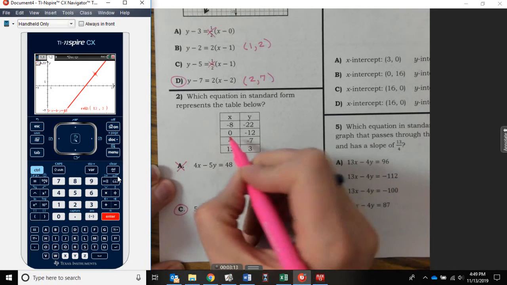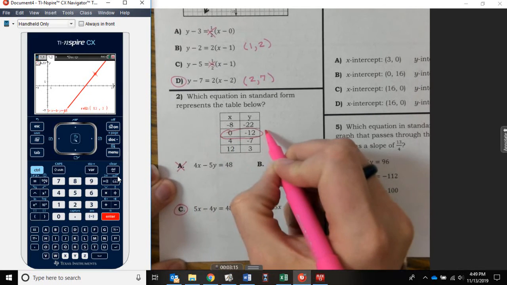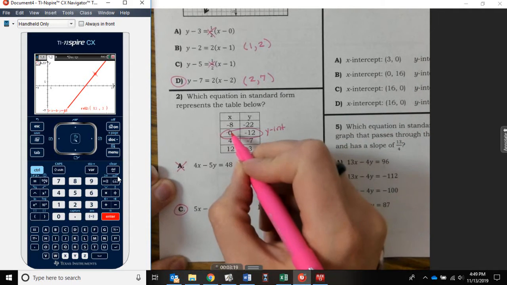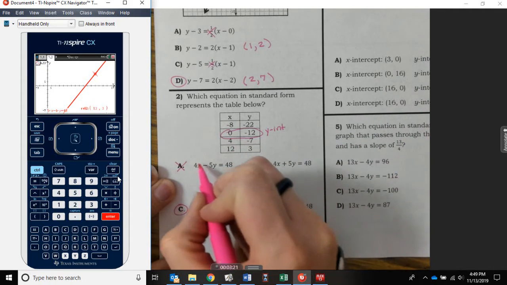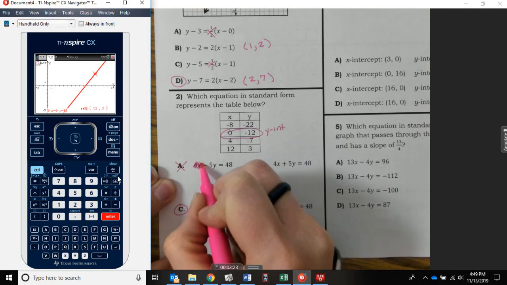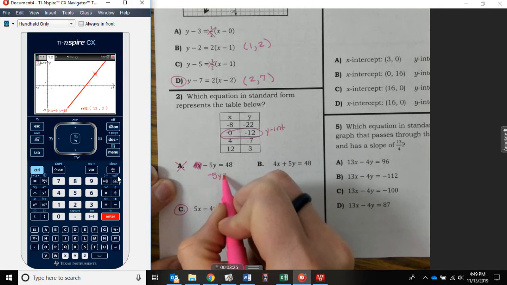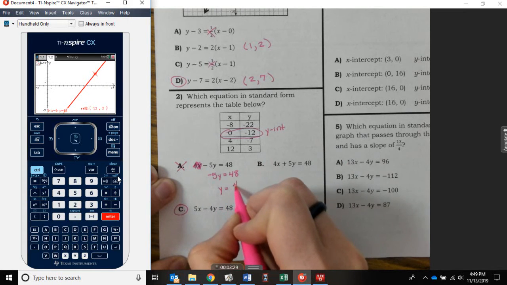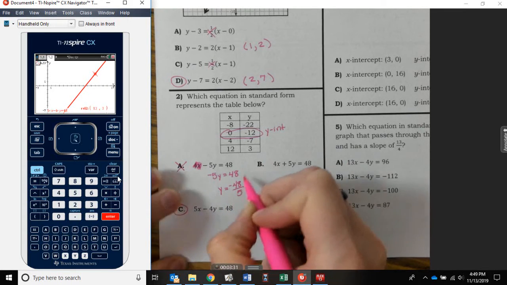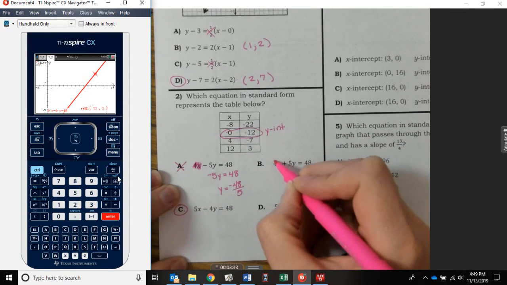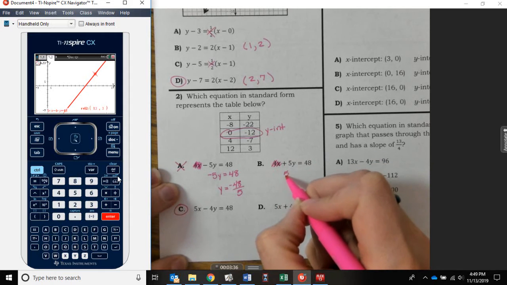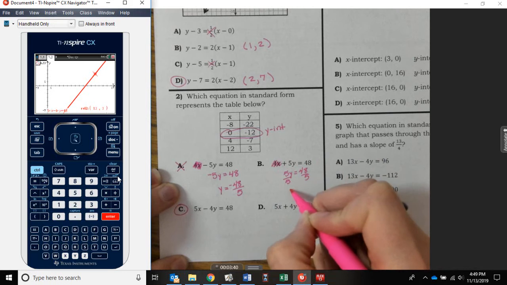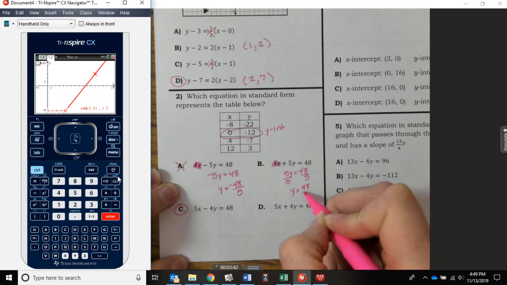The other option is, hey, that's the y-intercept. If that's the y-intercept, that means the x value is 0. And if I say the x value is 0, the x value goes away, and I have -5y equals 48. Well, if I divide, I get -48 over 5. That's not -12. Same thing here. That goes away. So now I have 5y equals 48, and I divide by 5, and I get +48 over 5.